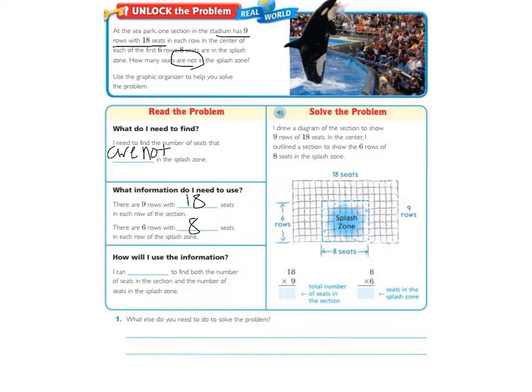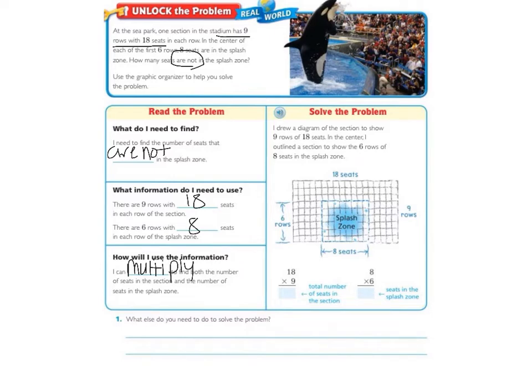And in this problem, we're going to multiply to find the number of seats in the total and the number of seats in the splash zone, and then we'll use those to subtract and find out what's left over. So I can multiply to find the number of seats in the section and the number of seats in the splash zone.